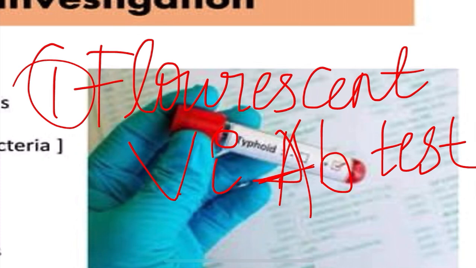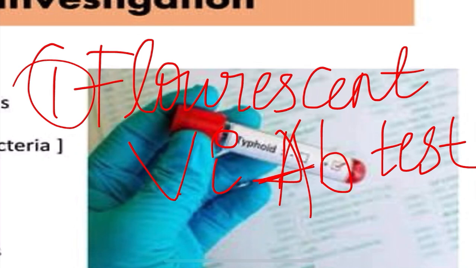Now to the investigations. What happens? The Vi fluorescent antibody test is carried out in cases of typhoid fever. This is used to diagnose typhoid fever, and this test is also used to screen the carriers of typhoid fever. This fluorescent antibody test will detect the presence of antibodies against the Vi antigen of Salmonella typhi. So the capsular antigen is the Vi antigen, right? O antigen stands for the cell wall, H antigen stands for the flagella, and Vi antigen for the capsule, which is found on the surface, capsular antigen.